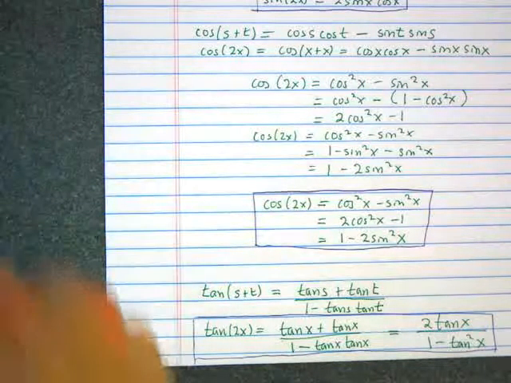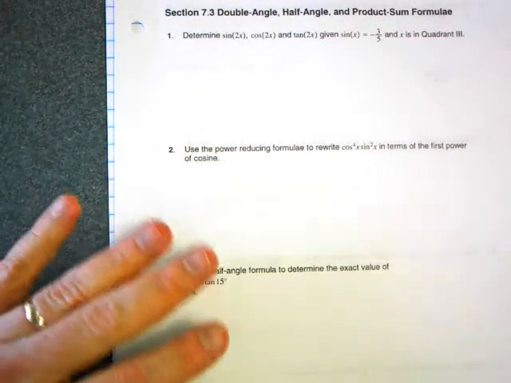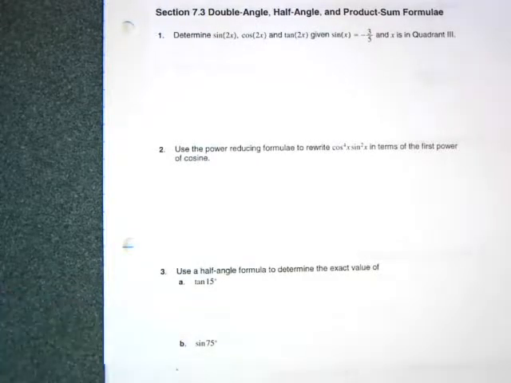All right. So, first example. Determine sine of 2x, cosine of 2x, and tangent of 2x, given that sine of x is minus 3/5 and x is in quadrant 3. I'm actually going to find cosine first.